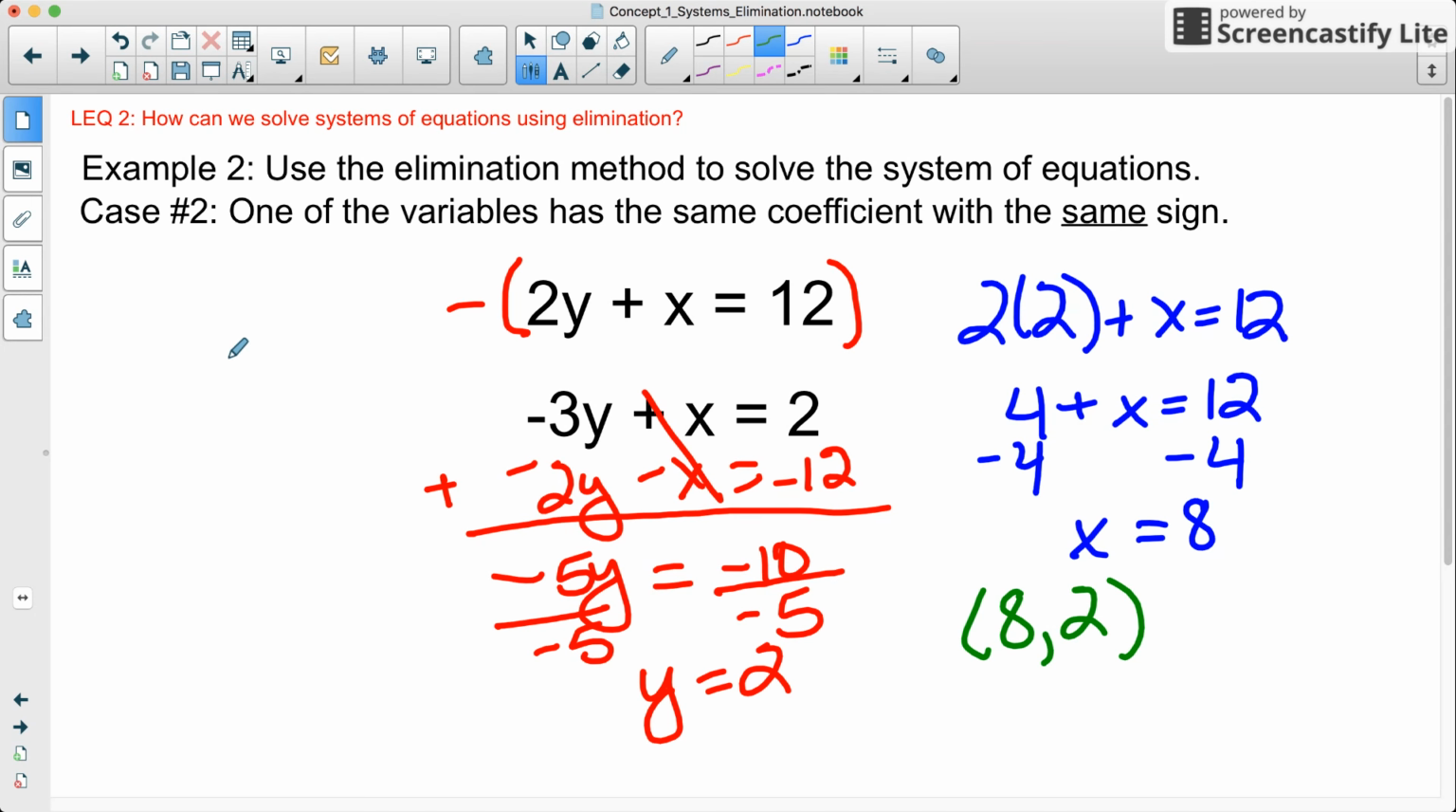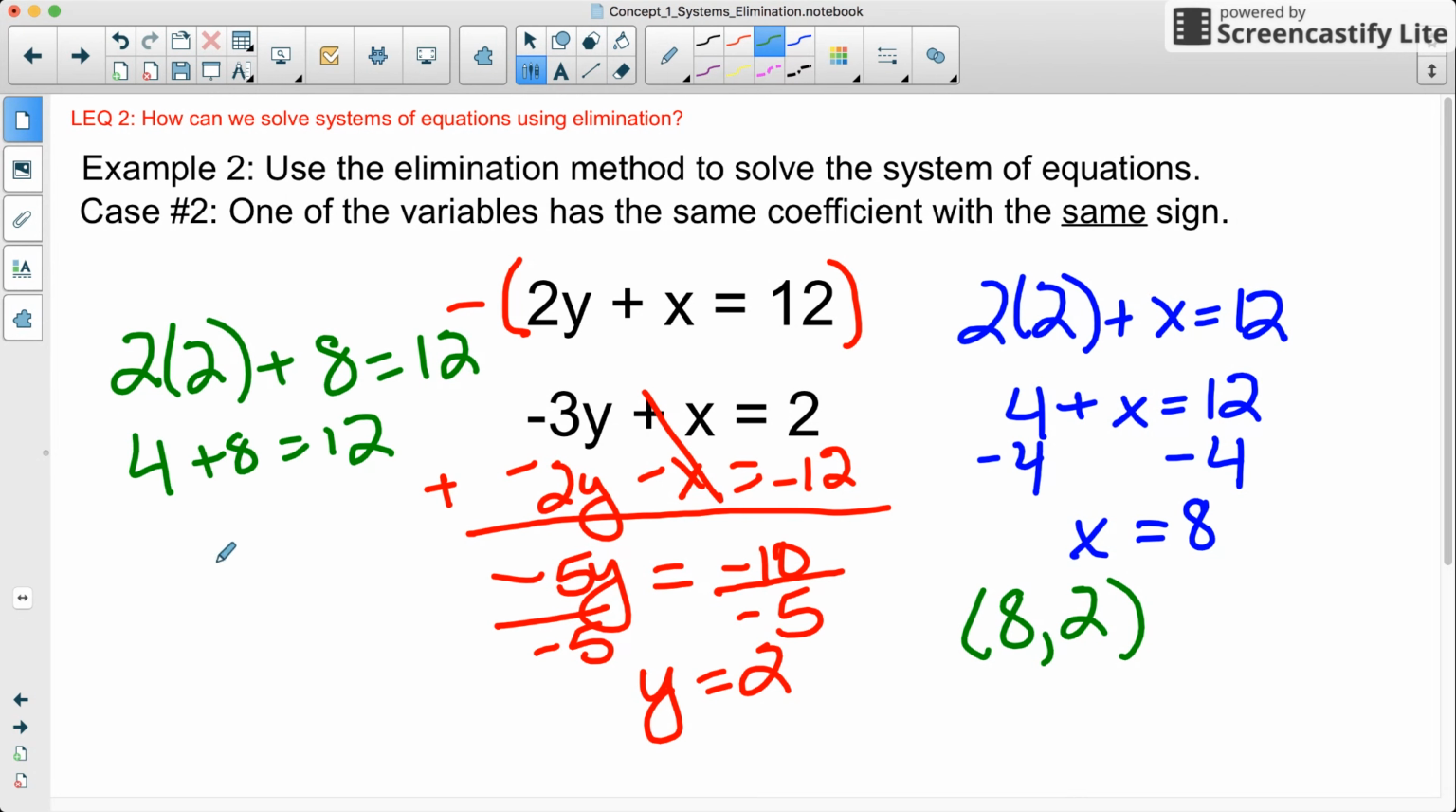The one thing I didn't do is check to see that this solution is correct. So it's very easy to check. I'm going to just substitute my ordered pair back into my original equation. So where the y was, I'm going to put 2. Where the x was, I'm going to put 8, equals 12. So 2 times 2 is 4 plus 8 equals 12. 8 plus 4 is 12. 12 equals 12. It checks. That is the right solution. And you only have to check one of your equations. If it works, then you're good.